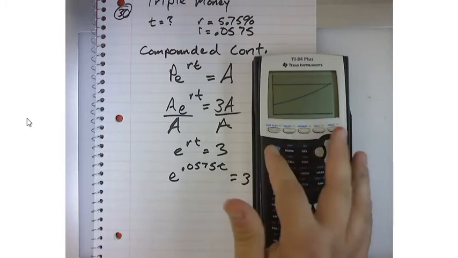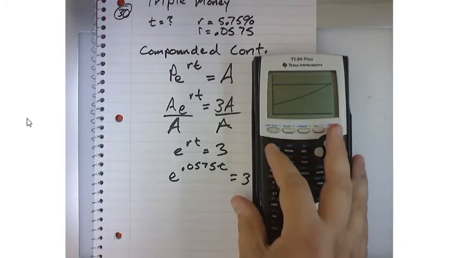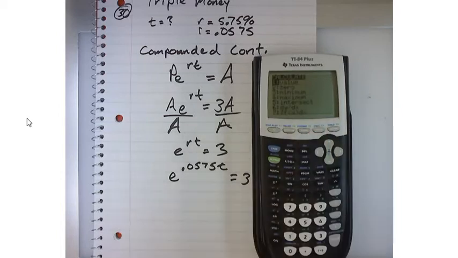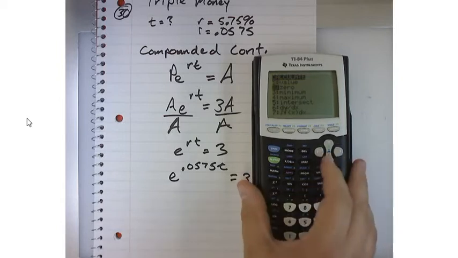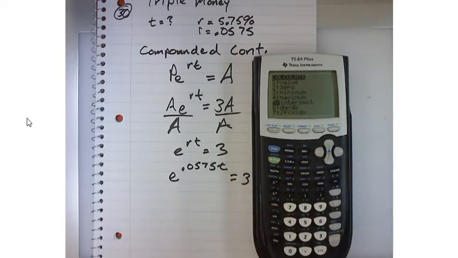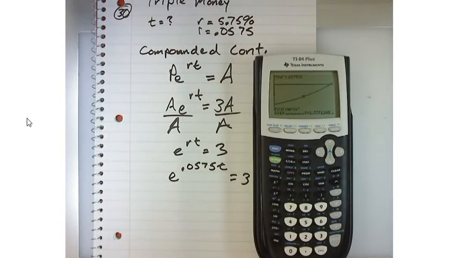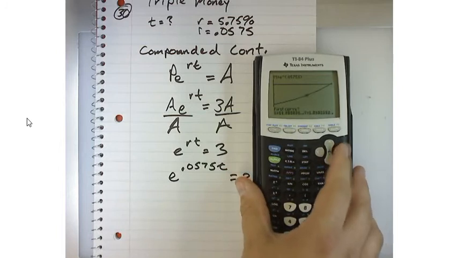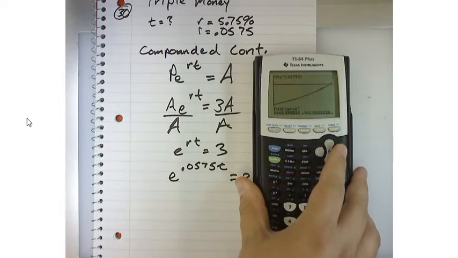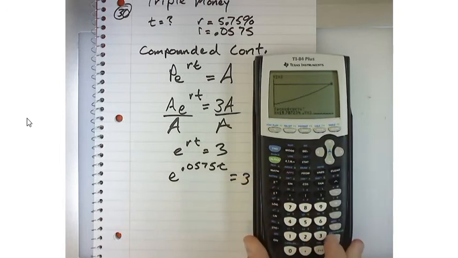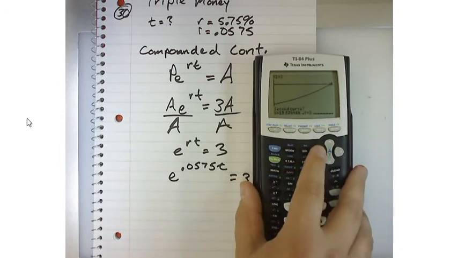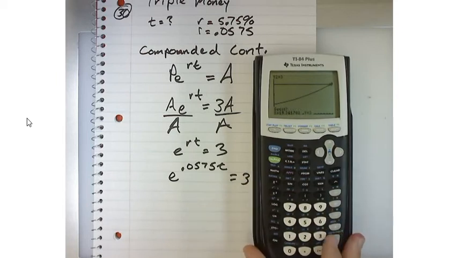So if I hit second calc, I'll get this little screen that says calculate. Do you have that on your screen? And you just go down to where it says intersect, and select that. And then you just move the cursor as close as you can to where the two lines look like they intersect. And then you just hit enter for the first curve, get it a little closer for the second curve, hit enter, and then the guess.